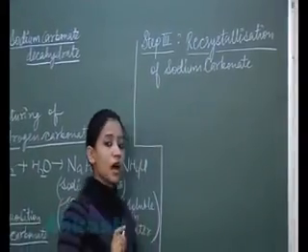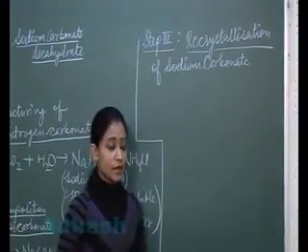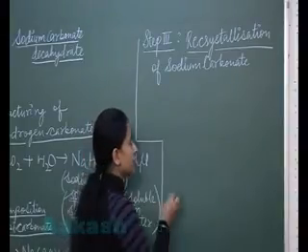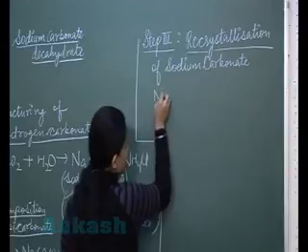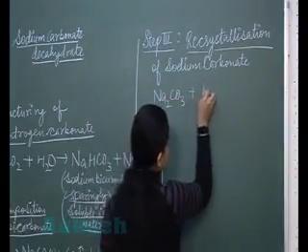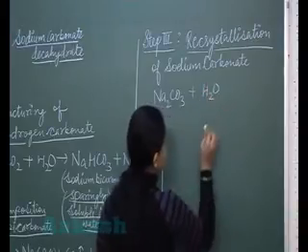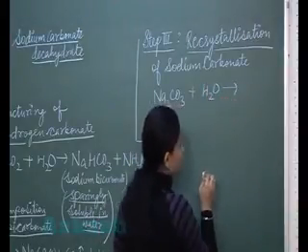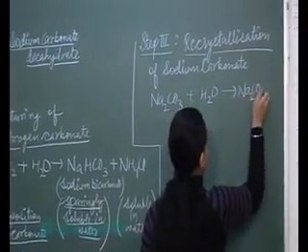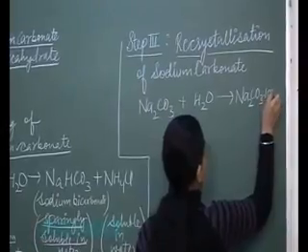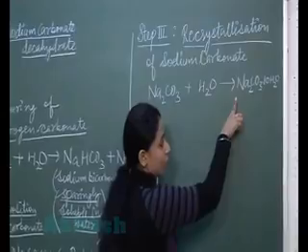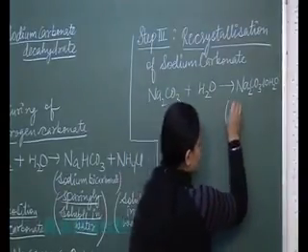So students, the sodium carbonate which is obtained in the second step is dissolved in water and later it is recrystallized. Now let us see what happens upon recrystallization. So we have sodium carbonate. When it is dissolved in water, we get washing soda with formula Na2CO3 along with 10 water molecules. Now students, what we have obtained is washing soda.